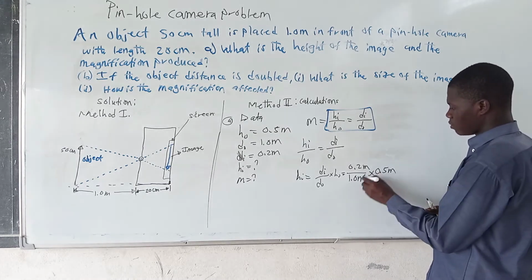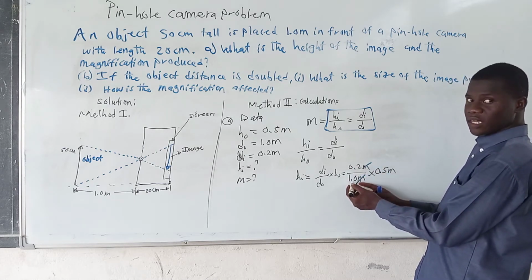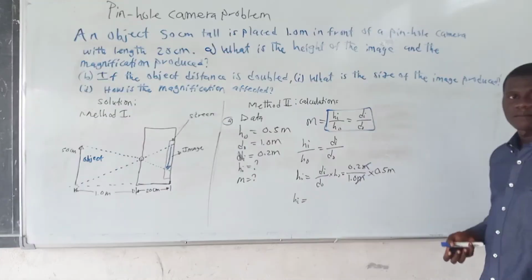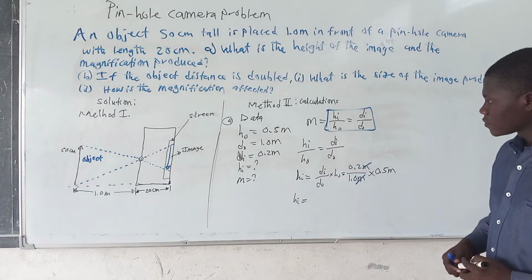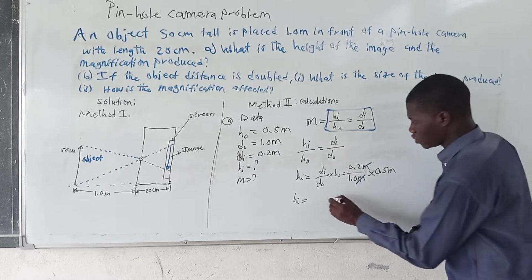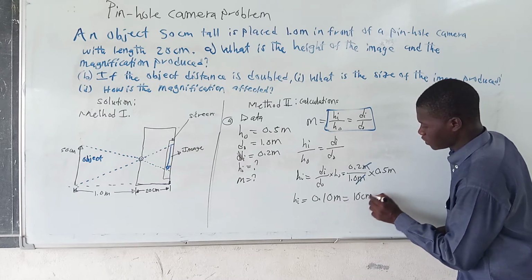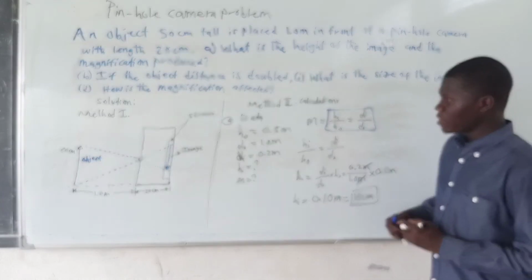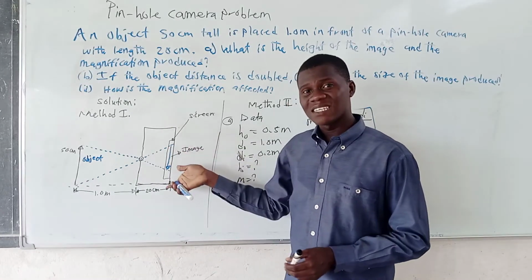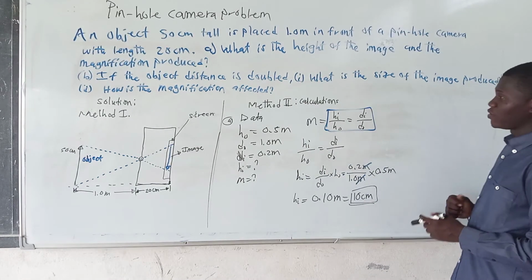You now have meter cancel meter. You have 0.2 over 1, which is 0.2. 0.2 multiplied by 0.5 gives you 0.1. HI is equal to 0.10 meter, which is 10 centimeter. So that means the image that will be formed on the screen, if we use the rectilinear propagation of light, is a 10 centimeter high image on the screen. Similarly, if you use the calculation method, you will arrive at 10 centimeter.